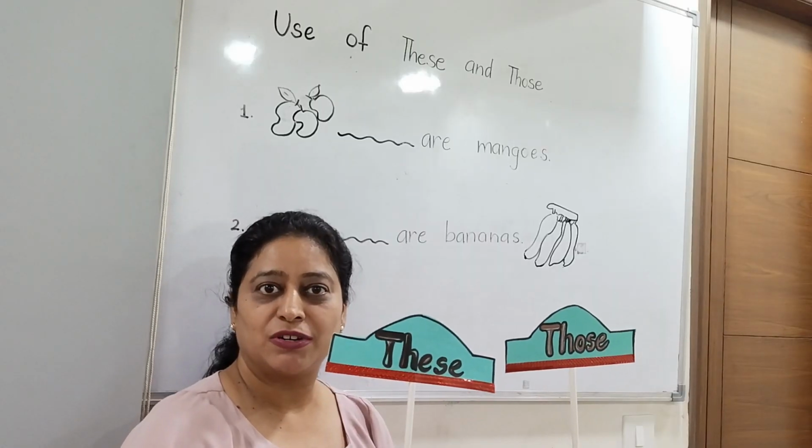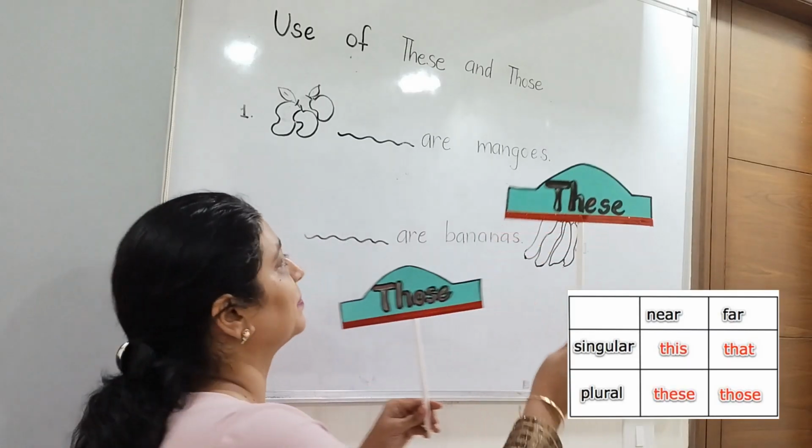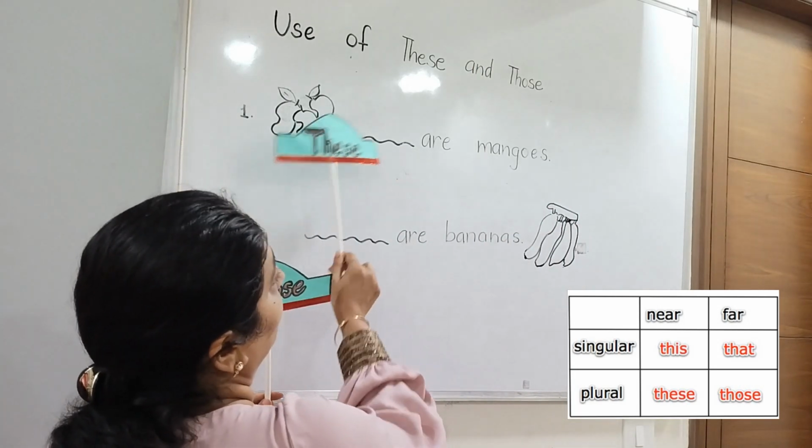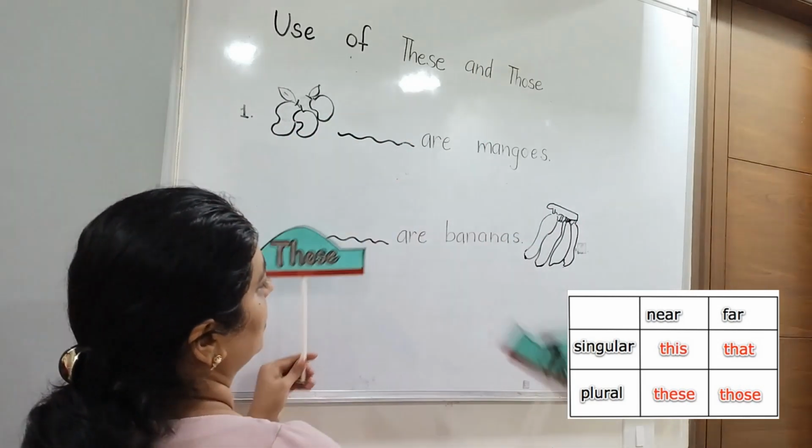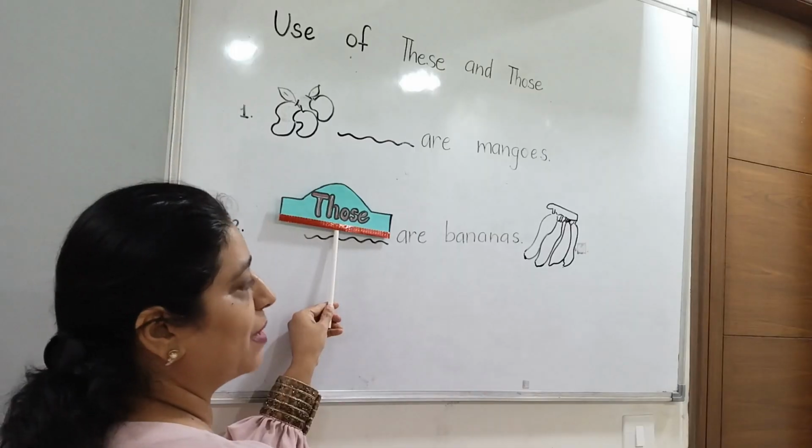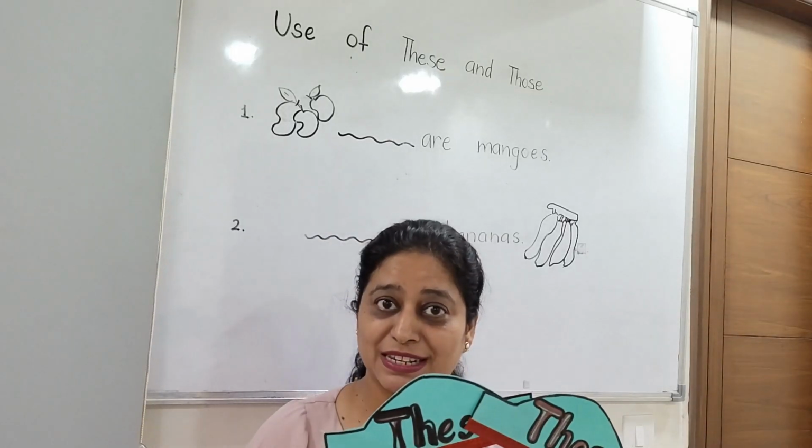Let's put these demonstratives in the right place. Mangoes are near to us, these are mangoes. Bananas are far away from us. I hope this concept is clear to you.